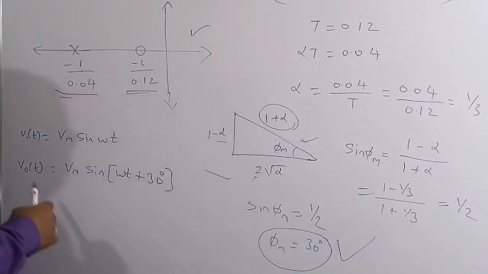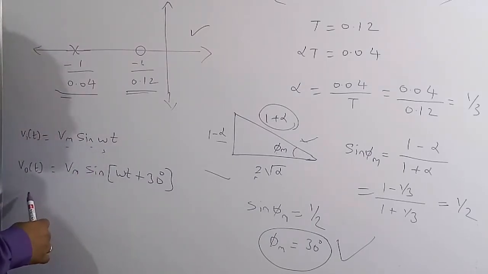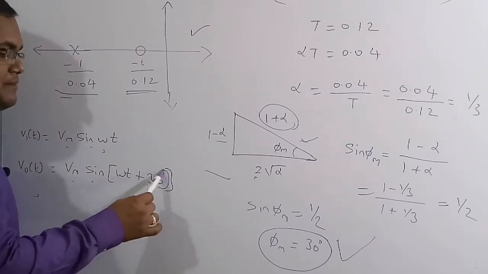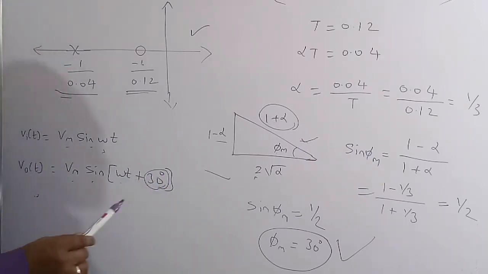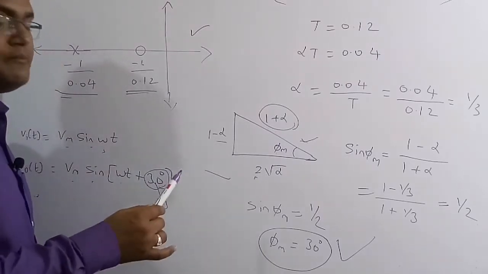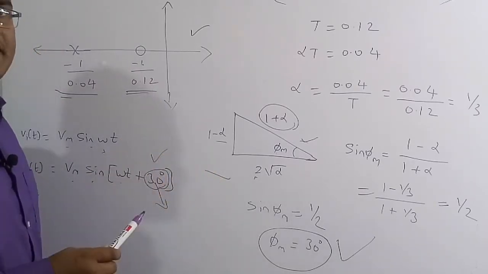Suppose the input to this compensator is Vm sin omega t. Then the output obtained by this circuit is Vm sin(omega t plus 30). This is the maximum shift, not more than this is possible. It means the phase shift can be less than 30, but not more than 30. So 30 degrees is the maximum phase shift provided by this phase lead compensator.